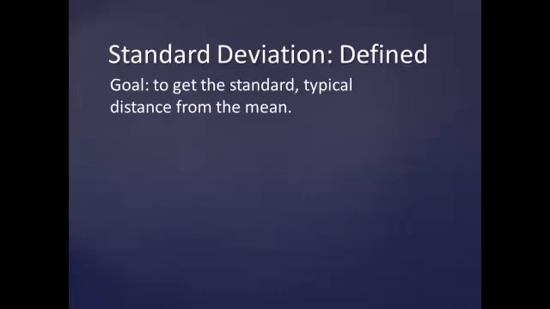Standard deviation is another measure of variability, and our goal for standard deviation is to get the standard or typical distance from the mean. Remember some of the other measures we talked about, the range and interquartile range. So the range gives you an answer to a relatively simple question about spread. How far away is the highest and the lowest score?